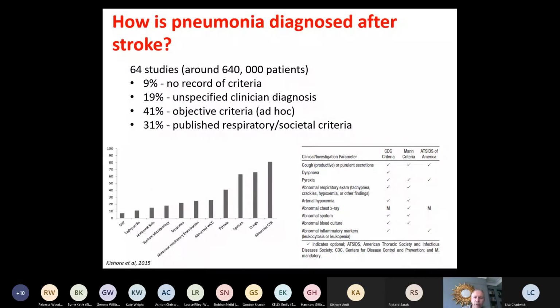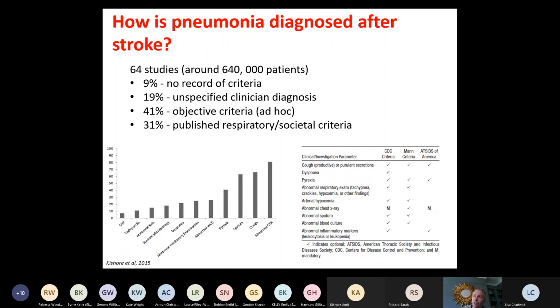And this is based largely probably on what we would call experiential diagnosis, where clinicians see patients and they make an assessment on a particular day at a particular time and say, I think this person has pneumonia. So they don't use specific criteria that have to be met, but they just use their own experience or judgment. The third category was objective criteria.